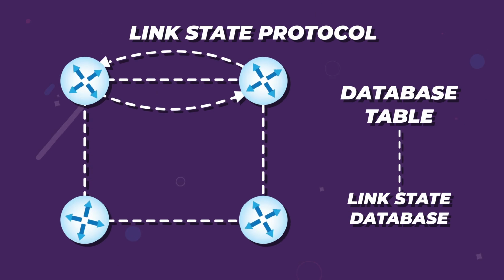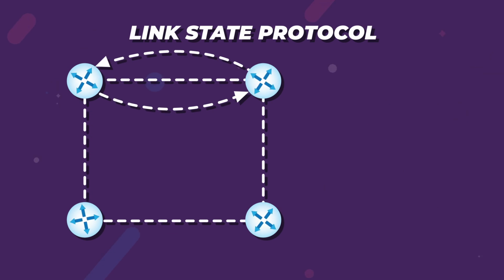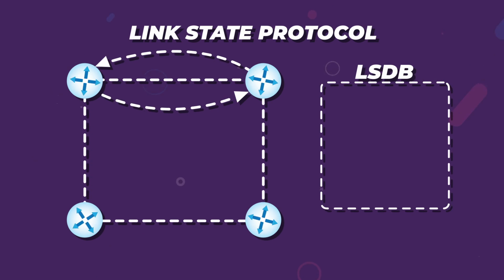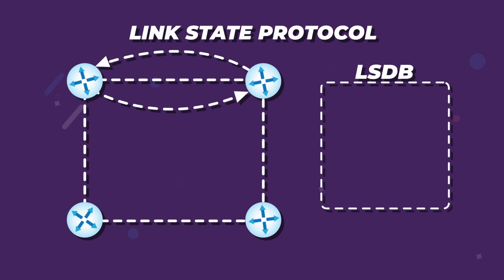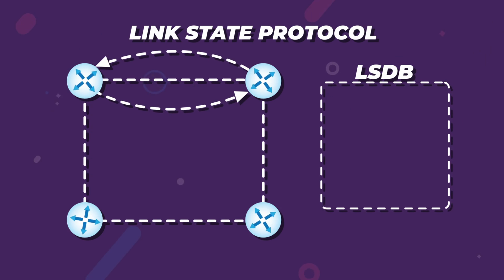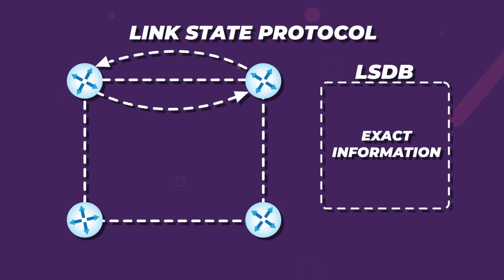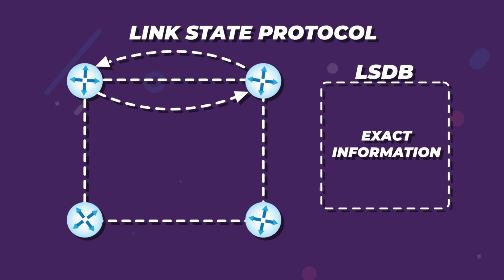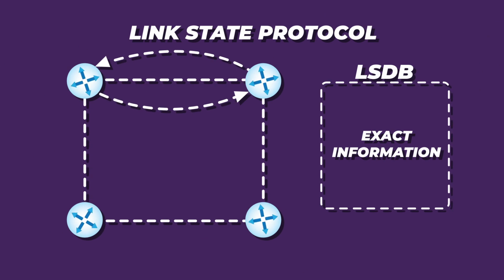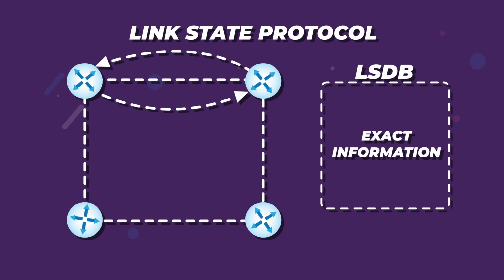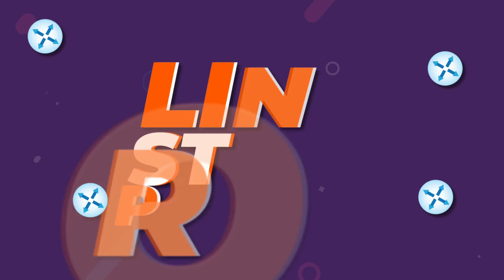If all 4 routers make one table which is called the LSDB, in the link state database all the routers will have exact information. I'm considering all 4 routers to be in one area. Let me make it more simple. So this is called a link state protocol.